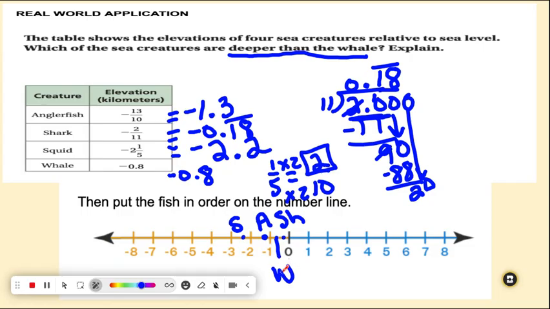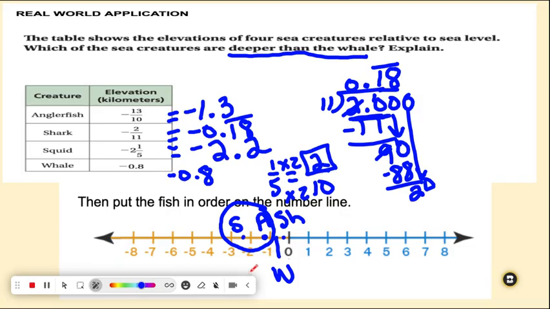So which of the sea creatures are deeper than the whale? So you can just look at the number line and you can see the anglerfish and the squid are deeper in the water because 0 would be sea level.